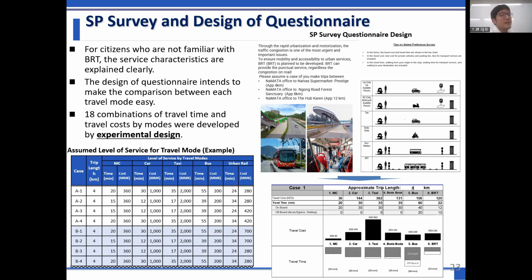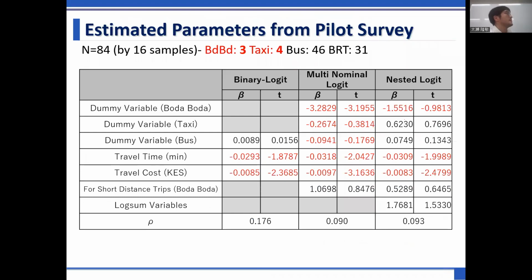So by the experimental design method, such combinations of the travel times and travel costs will be tested, and as a result, the results of the surveys will be converted to estimate the parameters. Yes, so this table shows the estimated parameters from the pilot surveys.